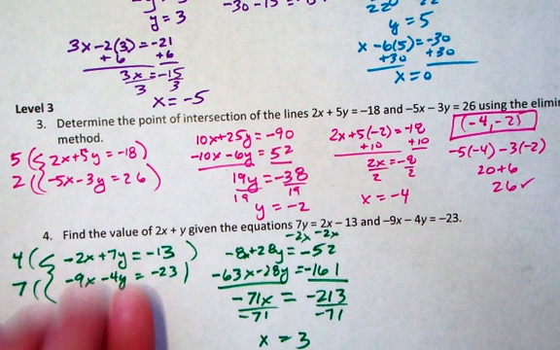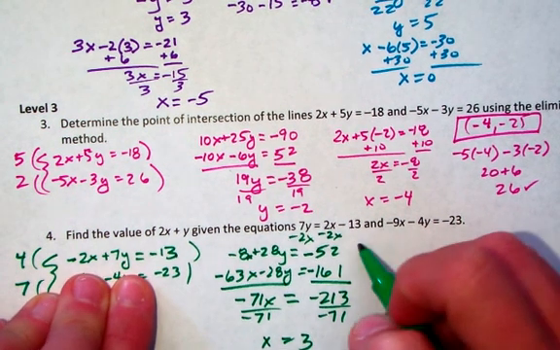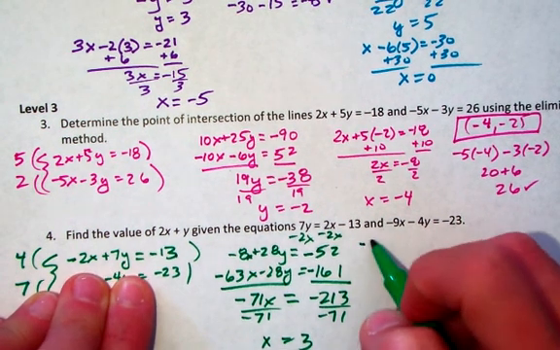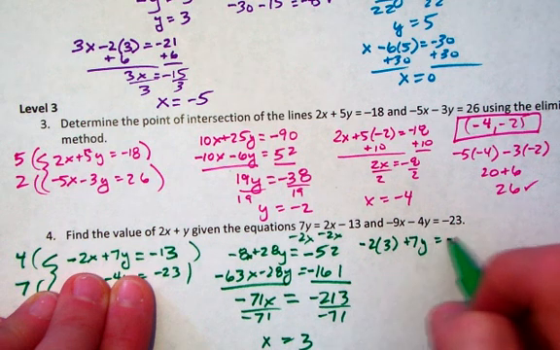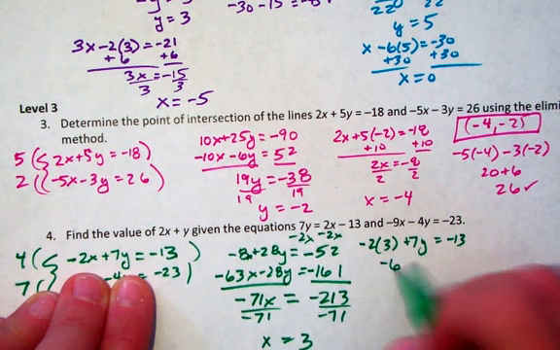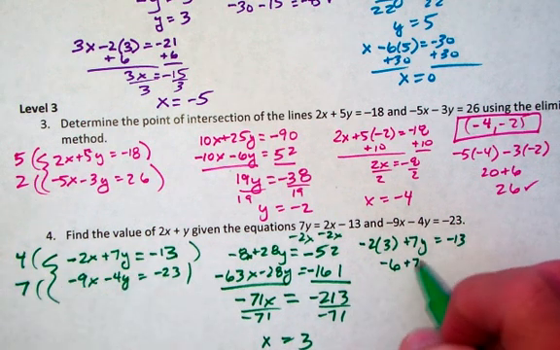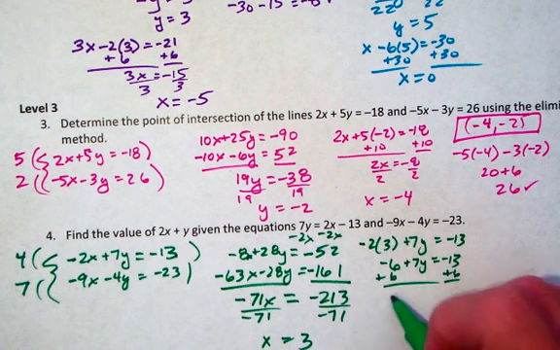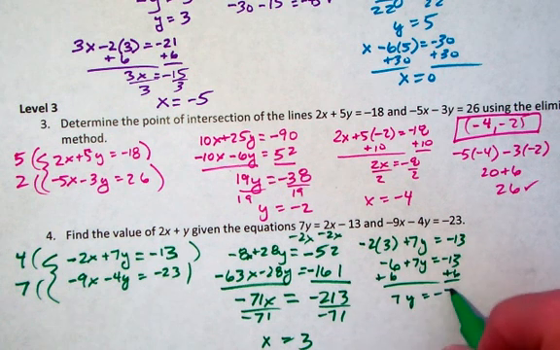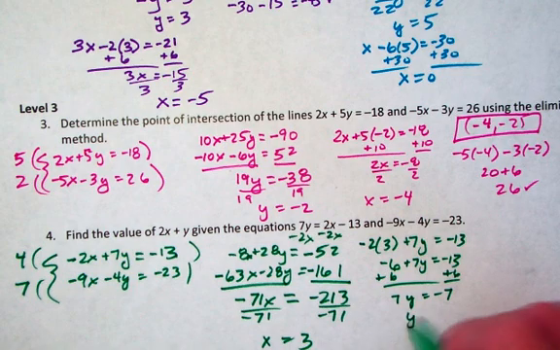All right, now I'm going to go back to my first equation and plug in. So I have negative 2 times 3 plus 7y equals negative 13. So that's negative 6 plus 7y equals negative 13. Add 6 to both sides. 7y equals negative 7. So then y must be negative 1.